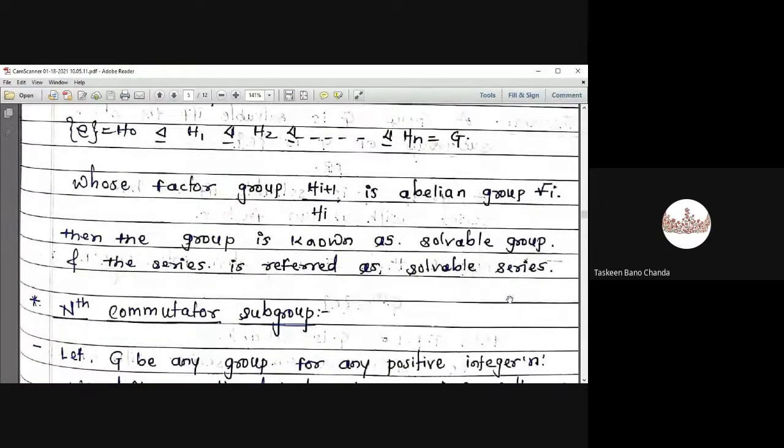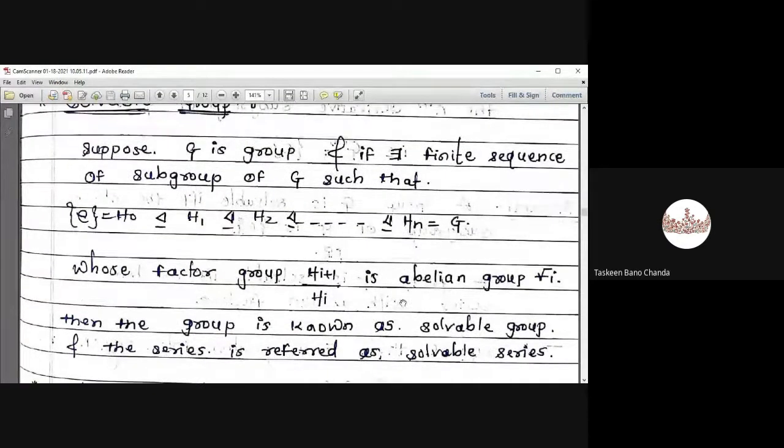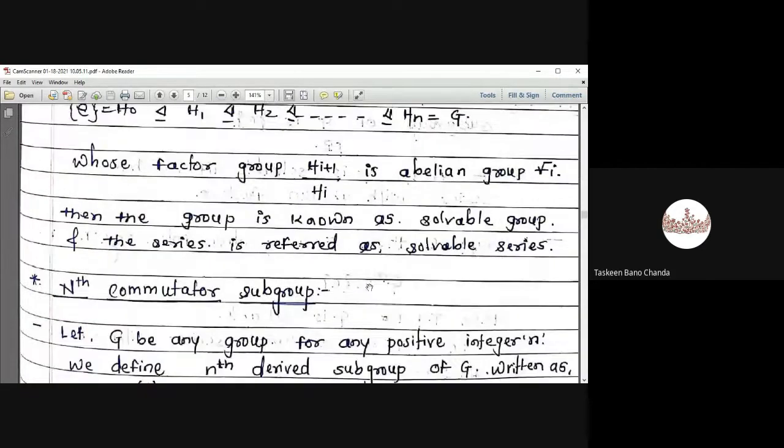Next definition. Any doubts in this? I haven't understood the definition? Yes or no? No, sir. Okay. We will move to the next point.